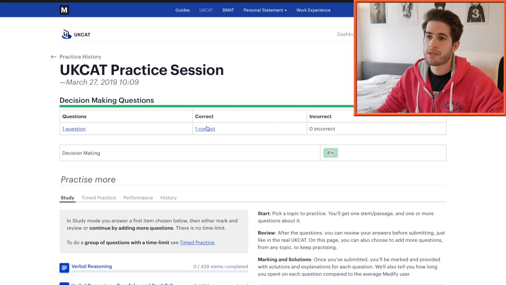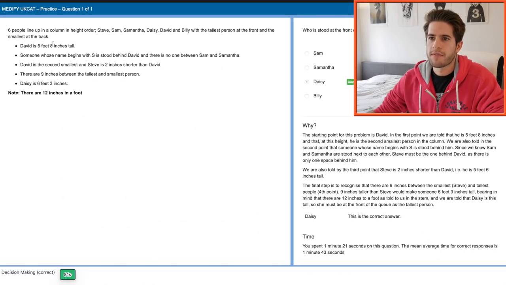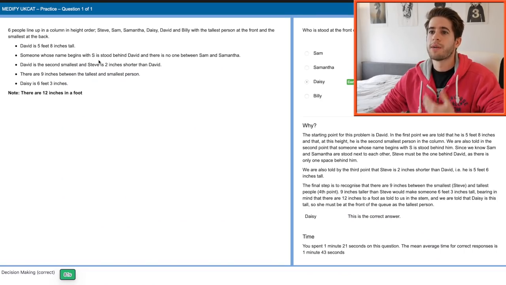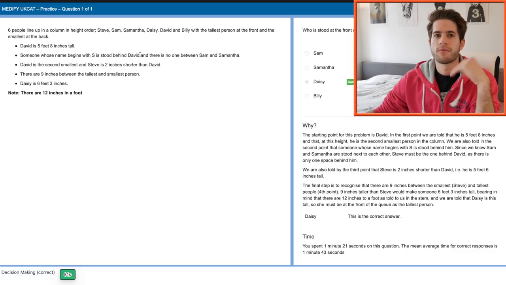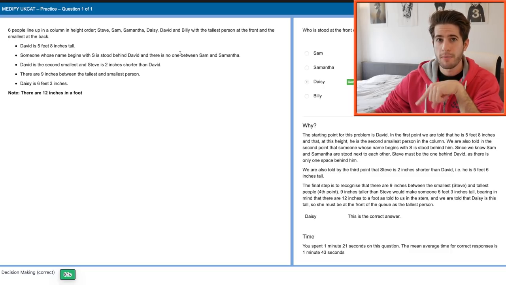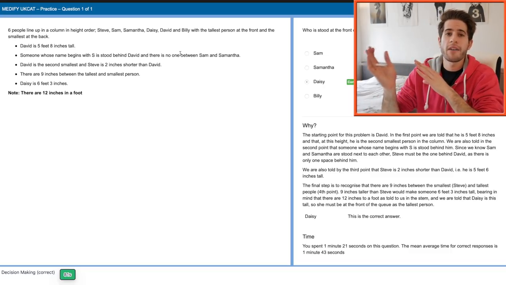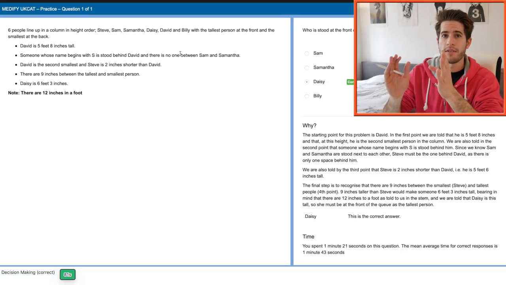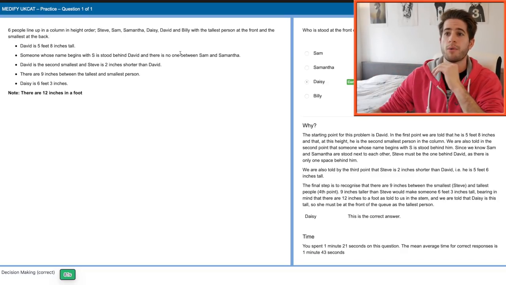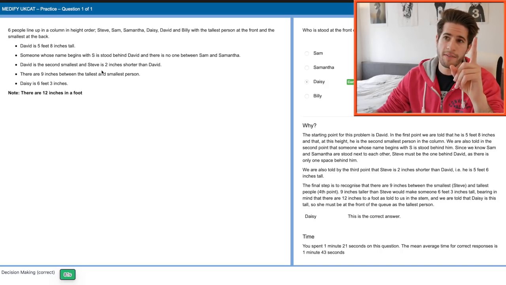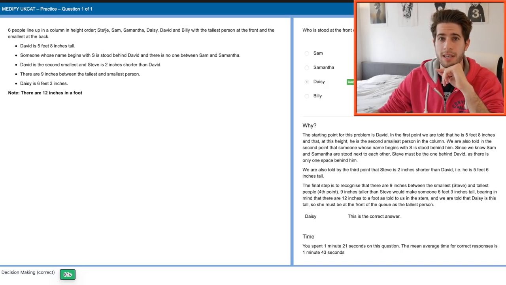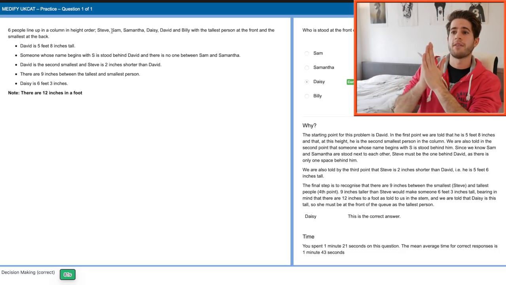5'8". Correct. So since David is 5'8", and someone whose name begins with S is stood behind David, we know that David can't be the last person because there's someone behind him. And there's no one between Sam and Samantha. So if either of Sam and Samantha were behind David, then there would have to be two behind David, but we know that David is the second smallest, which means only one person can be behind David, which means that person must be Steve. So the last two people are David and then Steve.